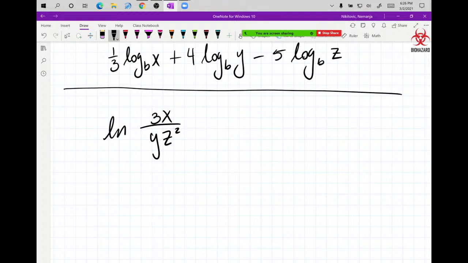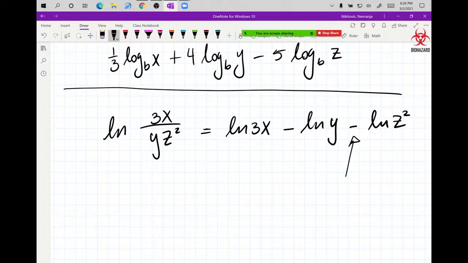Right? So you will have your ln 3x for the top, but then you will have minus ln y and minus ln z squared. This is also minus because it's also divided by z. Students would usually argue, but it's multiplication here. Yes, it is multiplication there, but it's a multiplication in the denominator, which makes it a division.